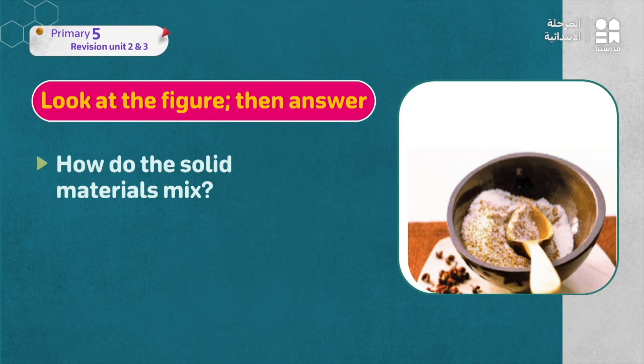How do the solid materials mix? عندنا هنا salt و black pepper. How can we mix it? نعمله mix ازاي؟ عندنا solid و solid. So we can mix it by shaking or grinding.